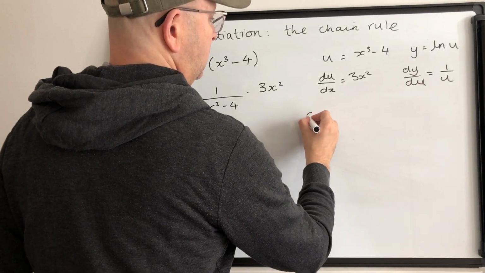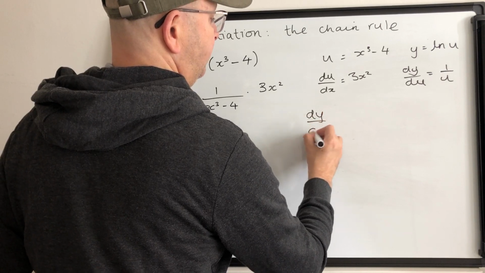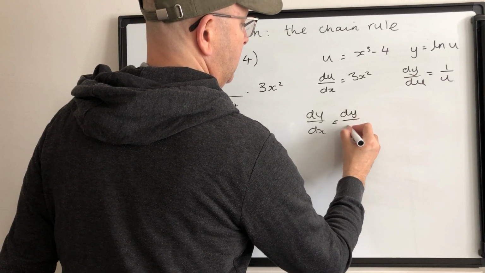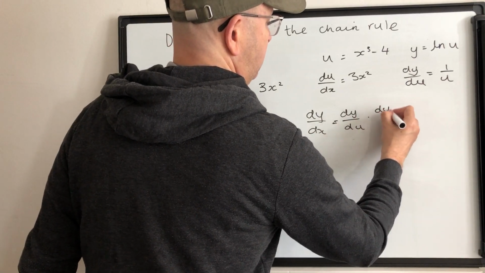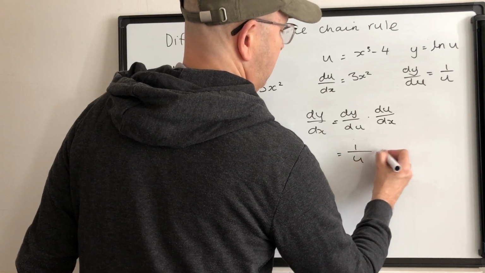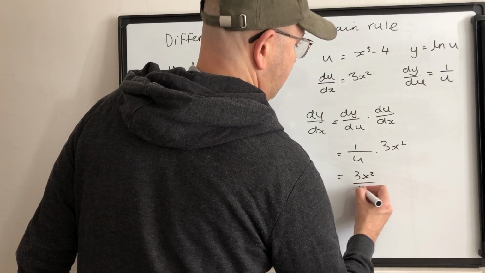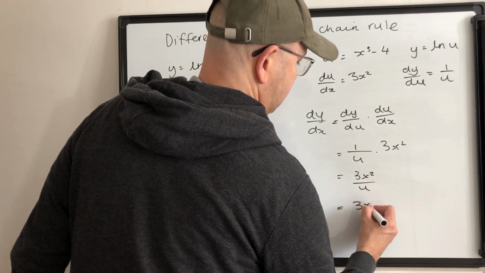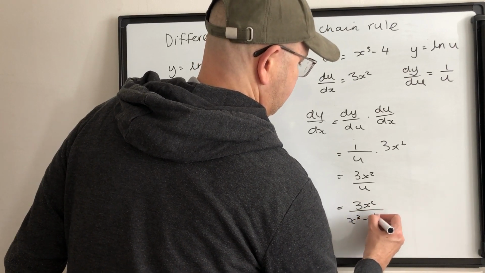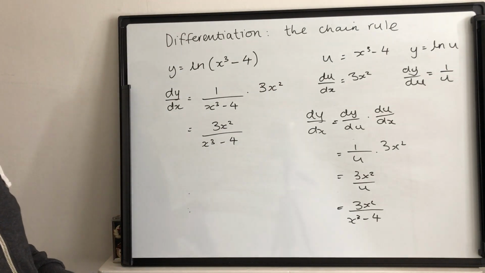So dy/dx is dy/du times du/dx, which is 1 over u times by 3x squared, which is 3x squared over u, or 3x squared over x cubed minus 4. Again, the same as you got with the fast way.